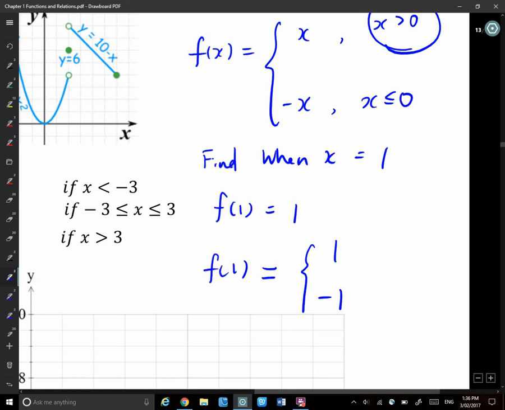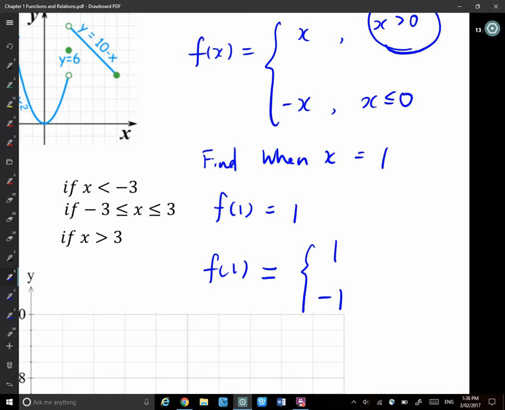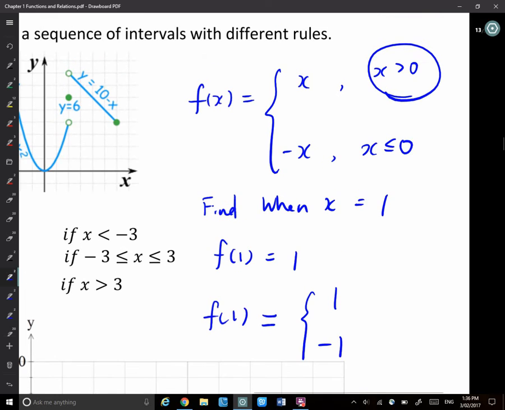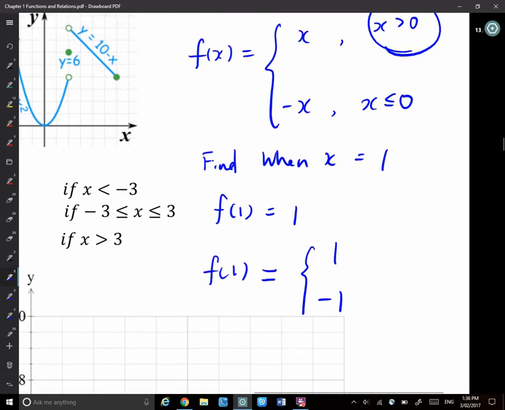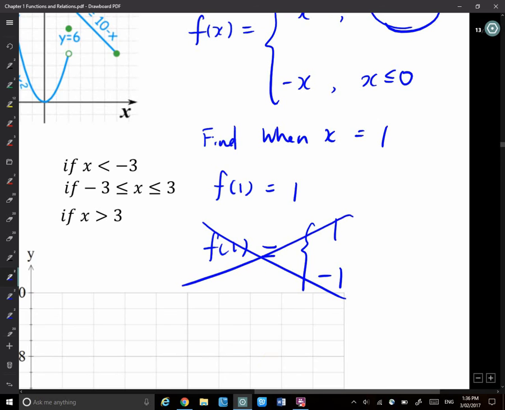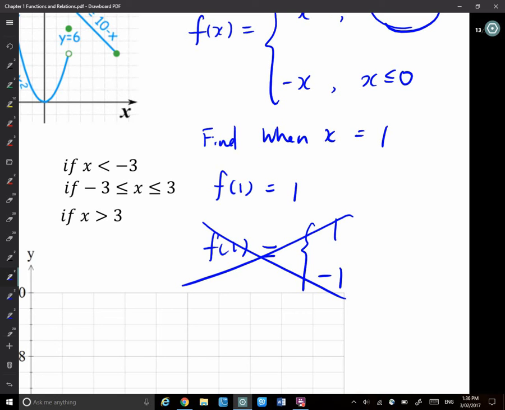When I substitute a point, you will only have one y value. It is a function. Each x only corresponds to one y value, not 2. If you give me 2, this is not a function anymore. So if x equals 1, you will only have one y value. If you make this mistake, make sure you don't make it next time.